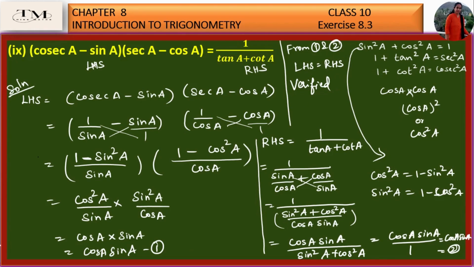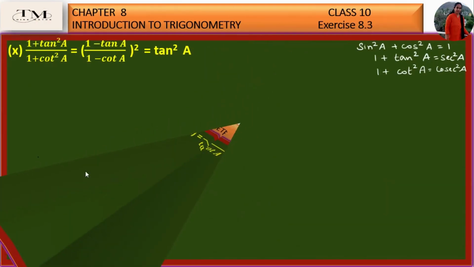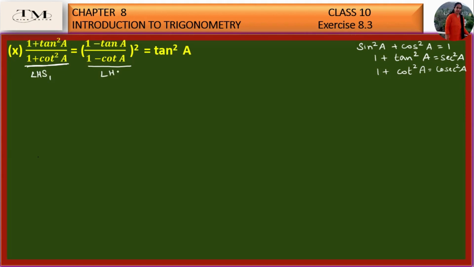Okay children, moving on to the last part. It is (1 plus tan square A) divided by (1 plus cot square A) equal to ((1 minus tan A) by (1 minus cot A)) whole square equal to tan square A. Now let us take this value. If we prove (1 plus tan square A) by (1 plus cot square A) is tan square A, and prove this value as tan square A, then all the expressions are equal. So let us call these LHS 1 and LHS 2.